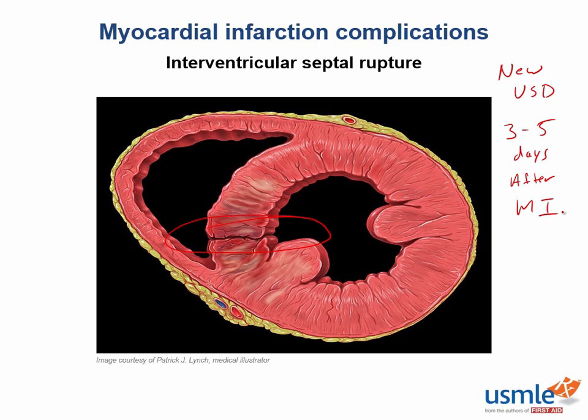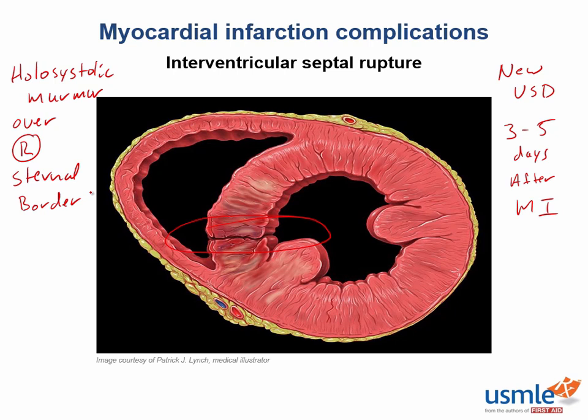And in this scenario, you want to be on the lookout for an acute, new, loud, holosystolic murmur heard best over the right sternal border. And just a quick reminder, what's the difference between holosystolic and pansystolic? There you go, nothing. They mean the same thing.